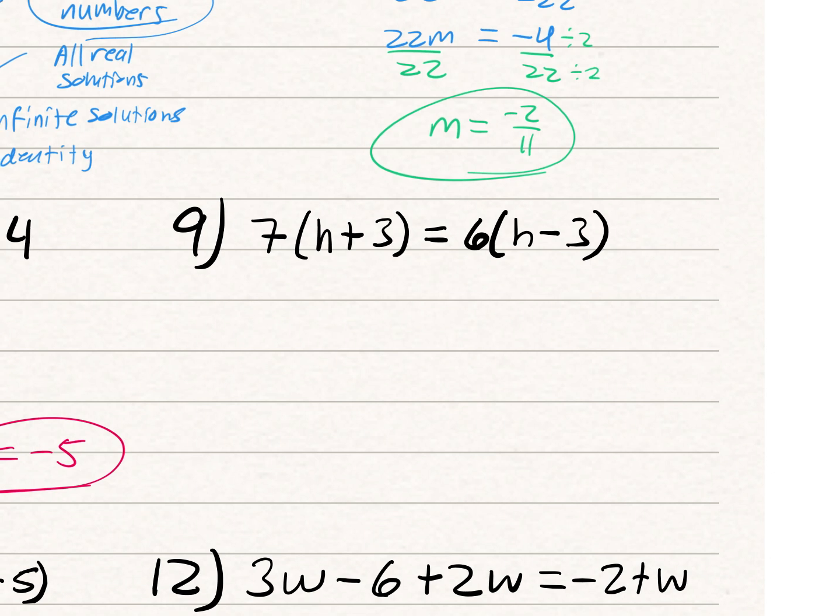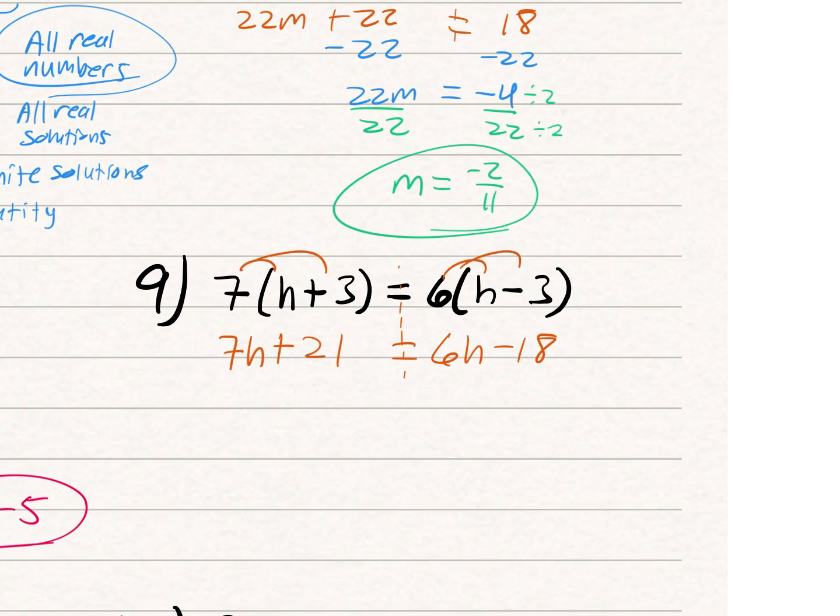All right, let's distribute. Here we're going to have to distribute on both sides of the equal sign, right? Is there anything to do on either side? Yes, we have to distribute. So distribute the 7, we get 7 times h is 7h. 7 times 3 is 21. On the other side, 6 times h is 6h. 6 times -3 is -18. Right, equal each other.